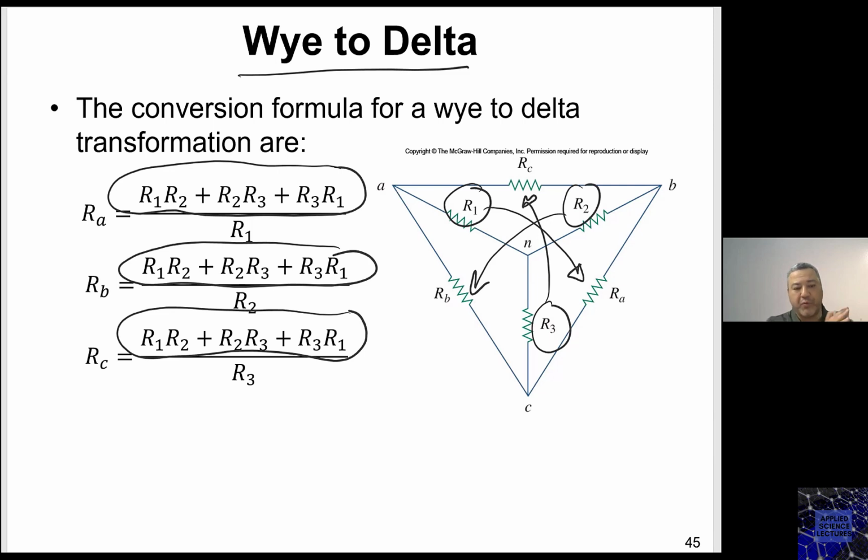Now we're going from Y to delta. Our original circuit is Y. I need to replace this Y circuit with delta. This is how I do it. I divide by what? So R1, R2, and R3 are given to me. Those ones, R1, R2, and R3 are given.